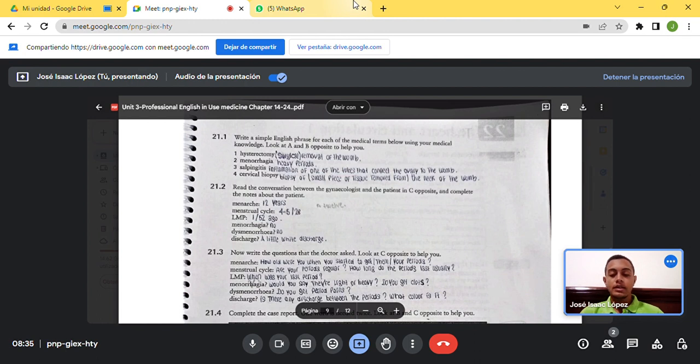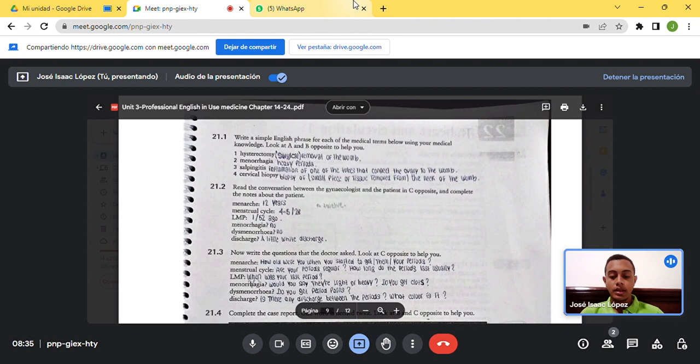Okay, next is: read the conversation between the gynecologist and the patient in C opposite and complete the notes about the patient. Okay, that means in Spanish, lee la conversación entre el ginecólogo y el paciente en la opción C, que está para ayudarte, y completa las notas sobre el paciente.